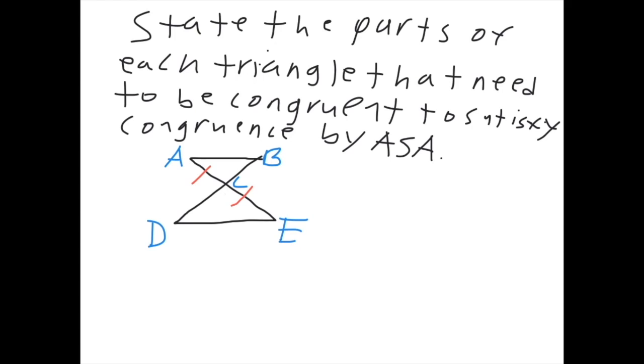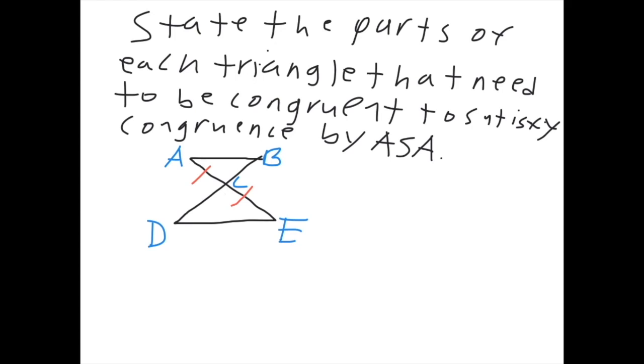So here it says, state the parts of each triangle that need to be congruent to satisfy congruence by ASA. So we're looking at two triangles here, and we want to know, in order for these triangles to satisfy congruence by angle, side, angle, so for them to be congruent because of angle, side, angle, what other parts need to be congruent to each other? So let's start out by looking at what parts are congruent to each other. We know that AC is congruent to CE.